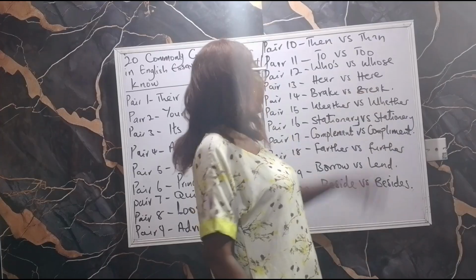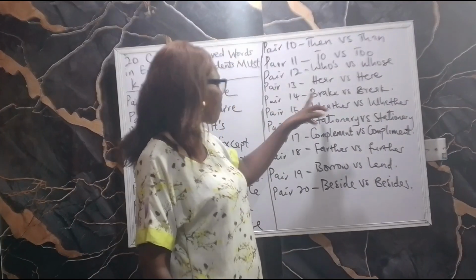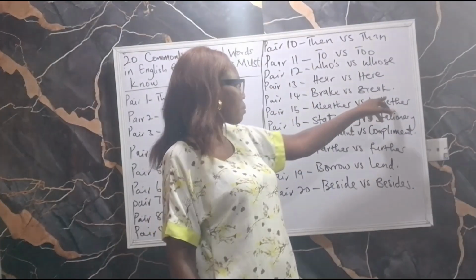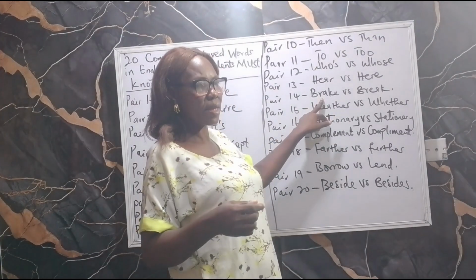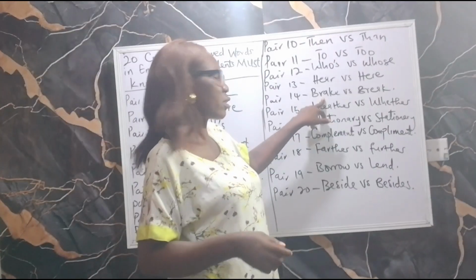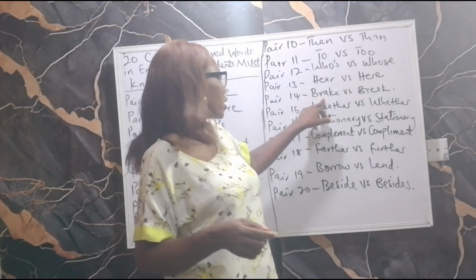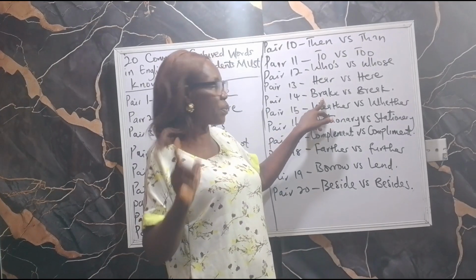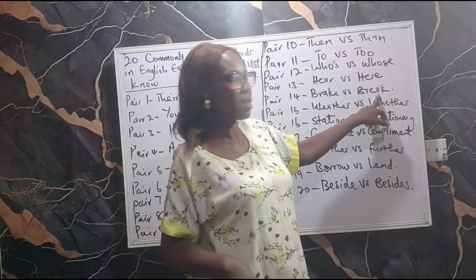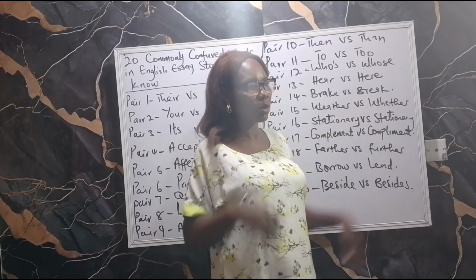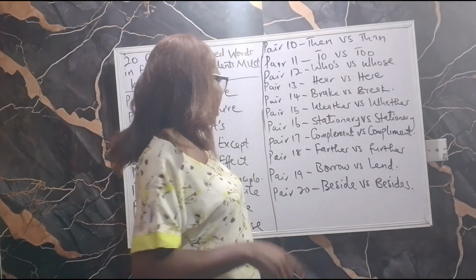Sit down here. Then 14 we have break versus break. They sound the same. Break here is part of a vehicle. For example, the driver applied the brake. Then break here is to separate into pieces. For example, don't break the plate.